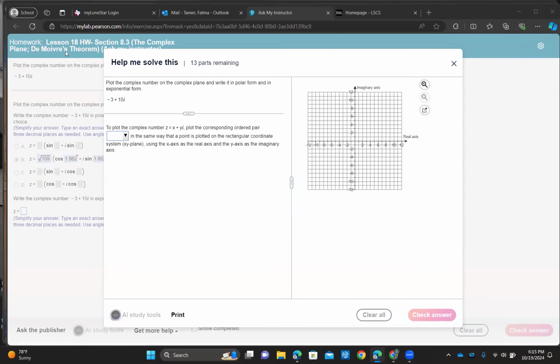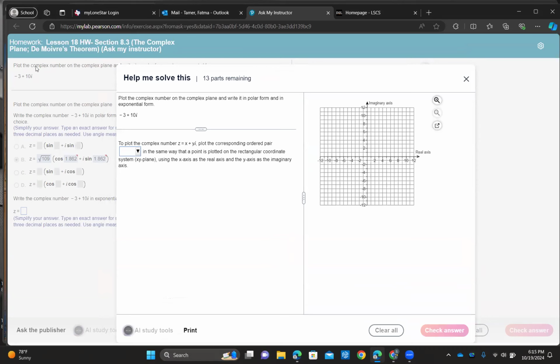Now we will look at lesson 18 again in section 8.3, and we're going to look at this question. It doesn't have the question number, but the question is, can you plot this complex number on the complex plane and write it in polar form and in exponential form? So to plot the complex number z equals x plus yi, plot the corresponding ordered pair in the same way that a point is plotted on the rectangular coordinate system xy plane, using the x-axis as the real axis and the y-axis as the imaginary axis.